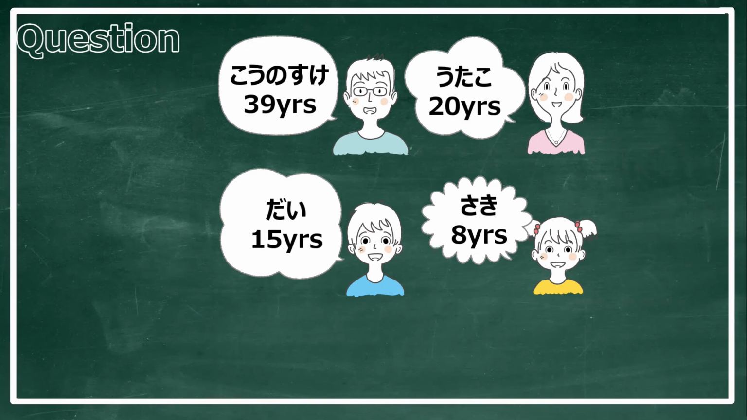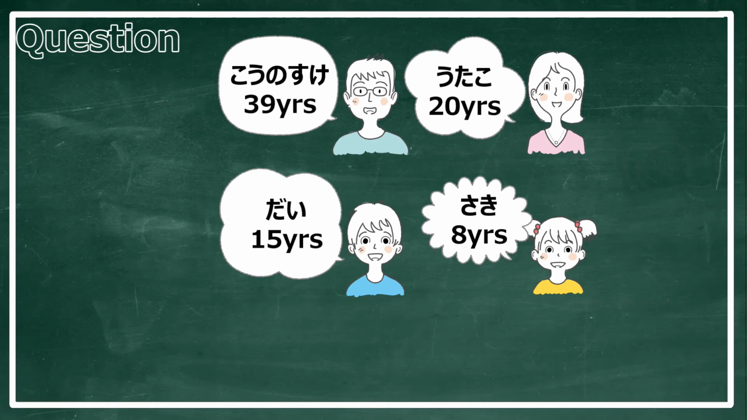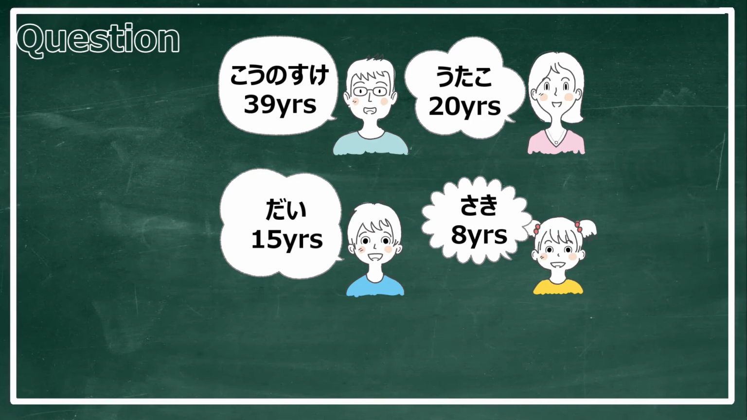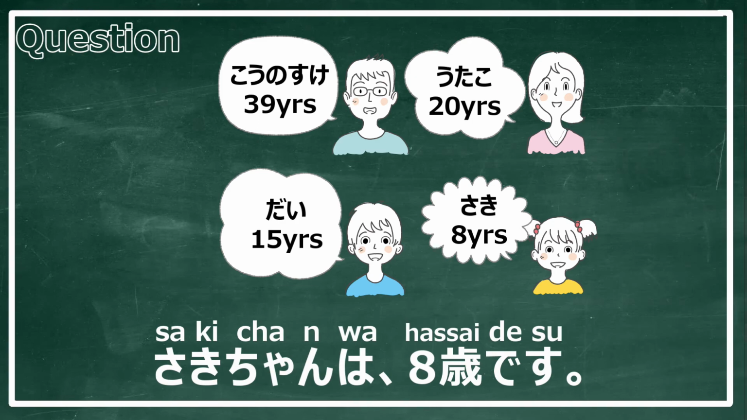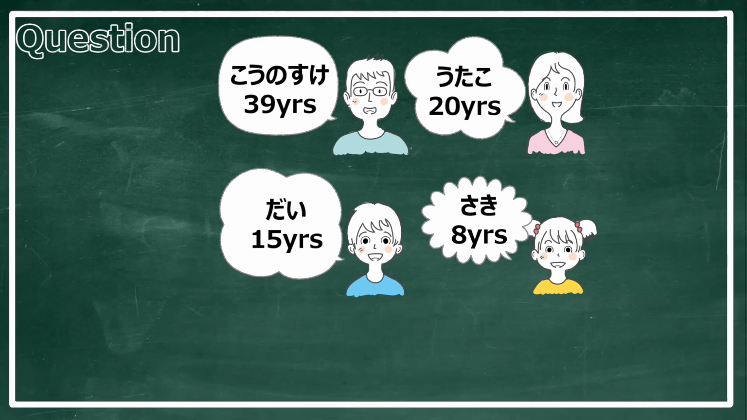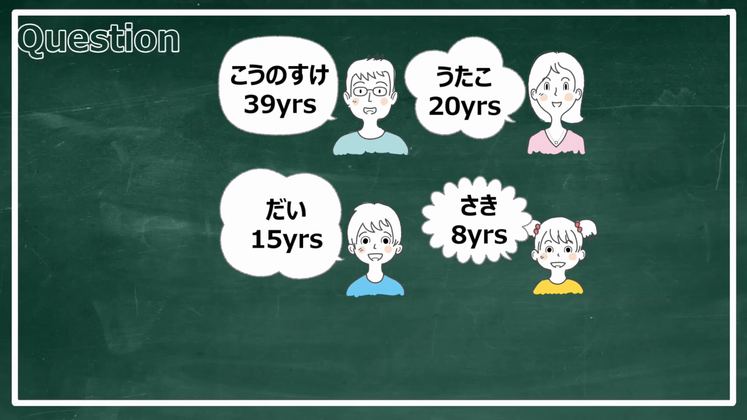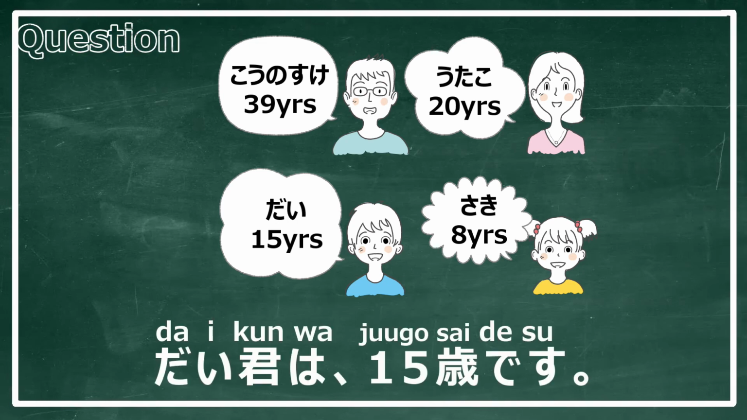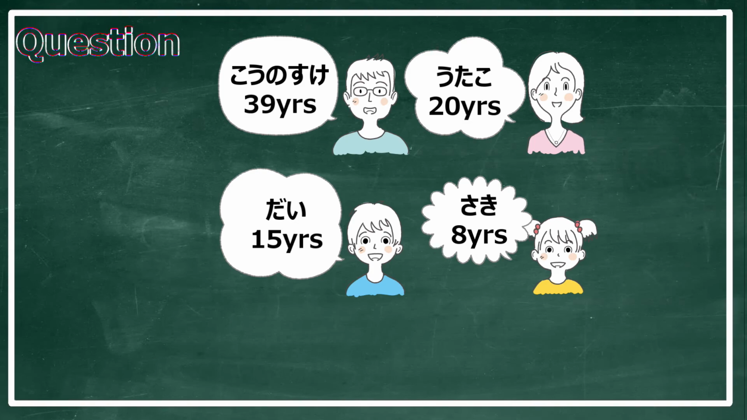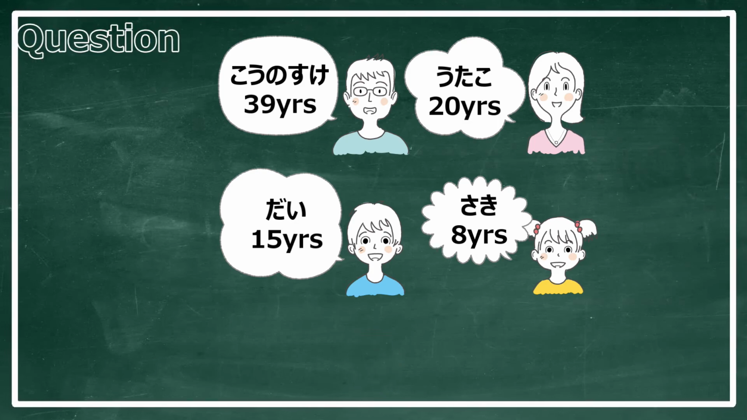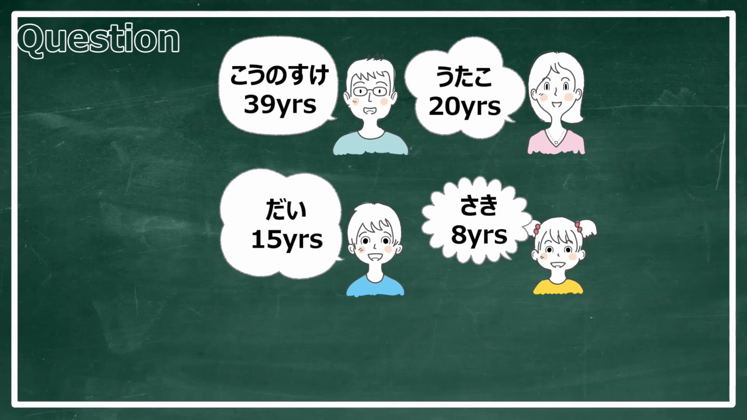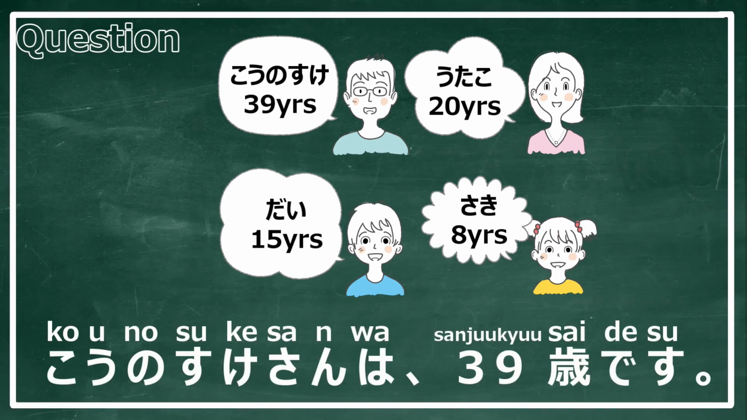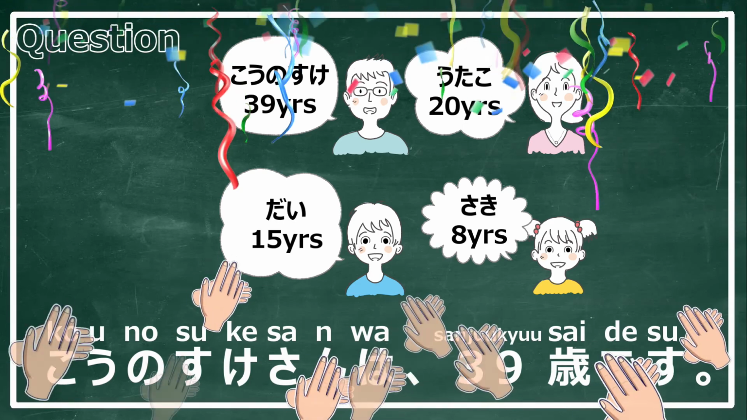Let's practice. Question. Look at these pictures and answer the questions. さきちゃんは何歳ですか？答えは The answer is さきちゃんは8歳です。大くんは何歳ですか？答えは The answer is 大くんは15歳です。うたこさんは何歳ですか？答えは The answer is うたこさんは20歳です。こうのすけさんは何歳ですか？答えは The answer is こうのすけさんは39歳です。よくできました。Good job!